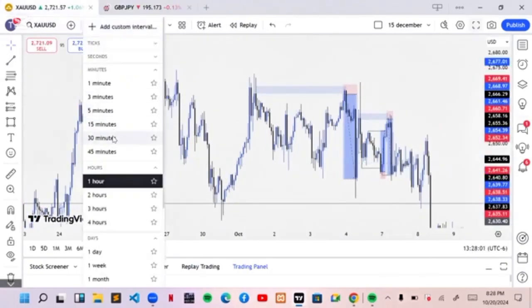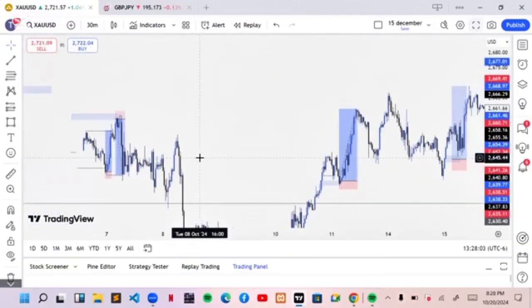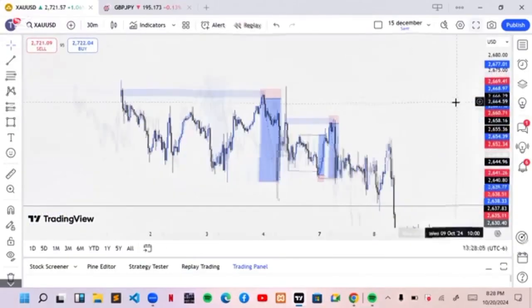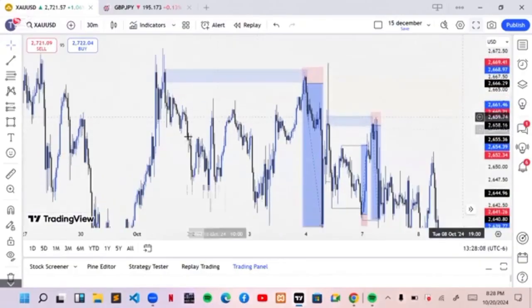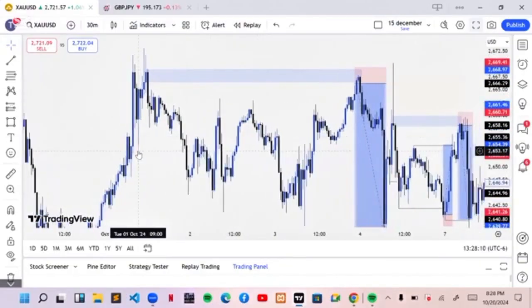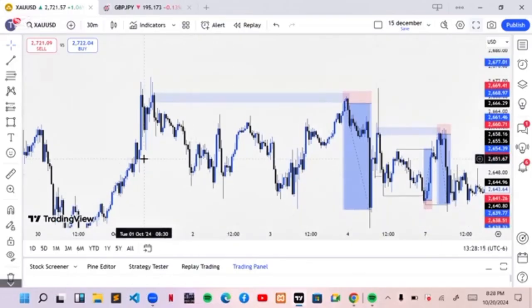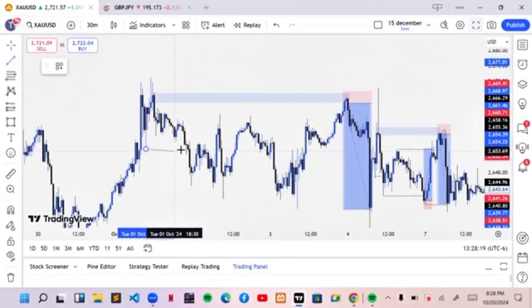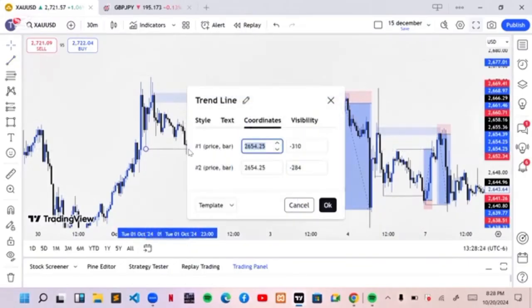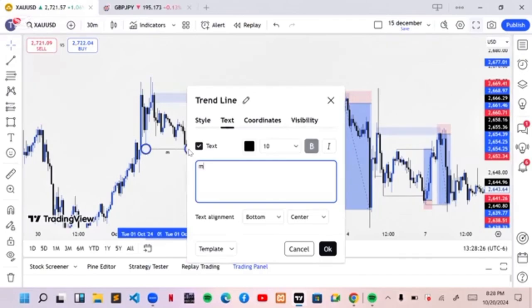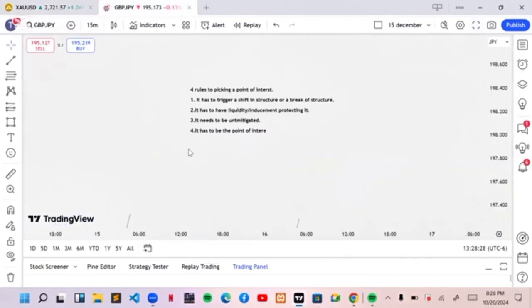So while I'm going through those rules, I'll be giving an example with a trade I took. So you have to make sure that your point of interest triggers a shift in market structure or a break of structure. For this particular trade that I took here, you have to notice that there was a shift in market structure right here. For each rule that I call out, I'm going to demarcate it here on the chart. So there was a shift in market structure right here. MSS. And the second rule says it has to have liquidity or inducement protecting it.